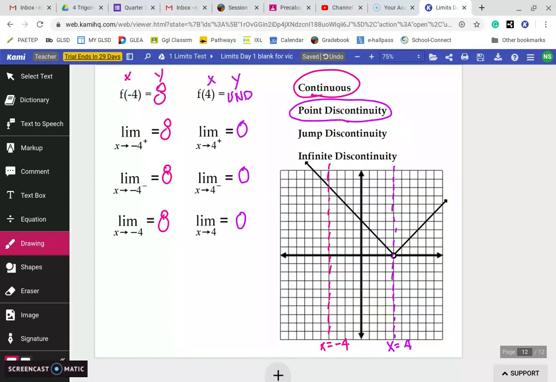Okay? Just remember that this overall limit, the one down here, if there's no direction, so if it doesn't tell you from the right or from the left, it's asking, does the right and the left match? If they do match, that's your limit value. If they don't match, it's DNE.